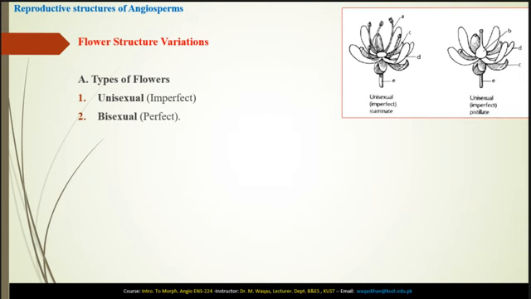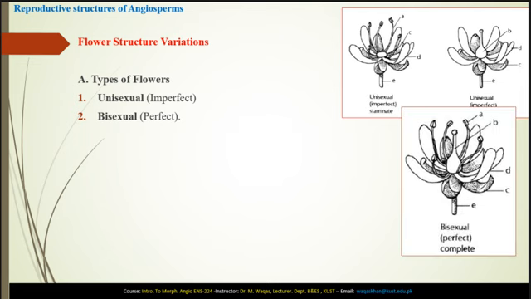The second one is bisexual, bi meaning two, that is perfect. A bisexual flower has staminate and pistillate structures, meaning they contain both stamen and pistil. As you can see in this figure, this is perfect. They both contain stamen and pistil.